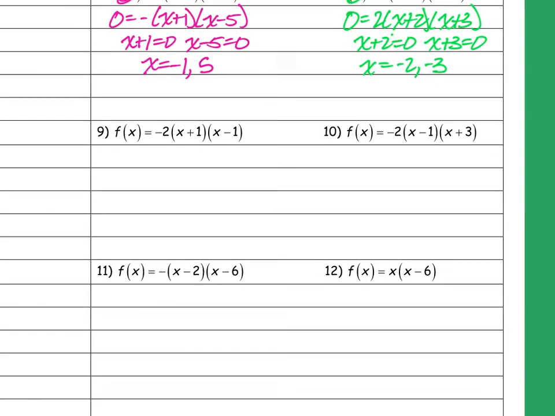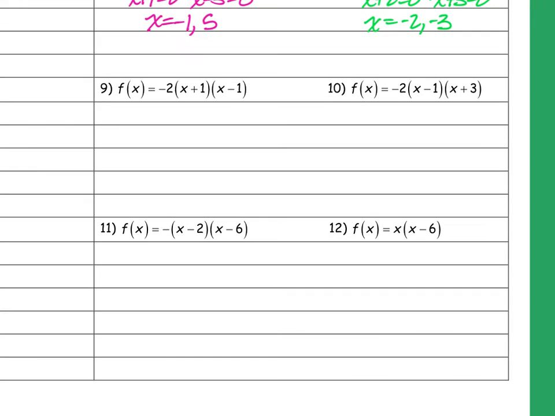So we've got 4 more problems. I'd like you guys to go ahead and see if you got this. So this is going to be 0, right? So I've got 0 equals negative 2 times x plus 1 times x minus 1. So that means x plus 1 can equal 0 or x minus 1 can equal 0. So x is going to equal negative 1 or positive 1.